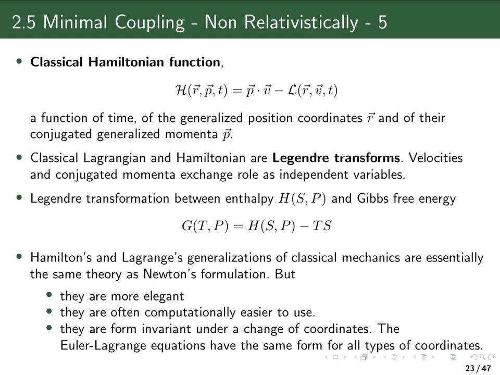So basically what you do is you change which variables the quantity depends on. And our Hamiltonian, the classical Hamilton function, depends on the position vector and the canonical momentum.